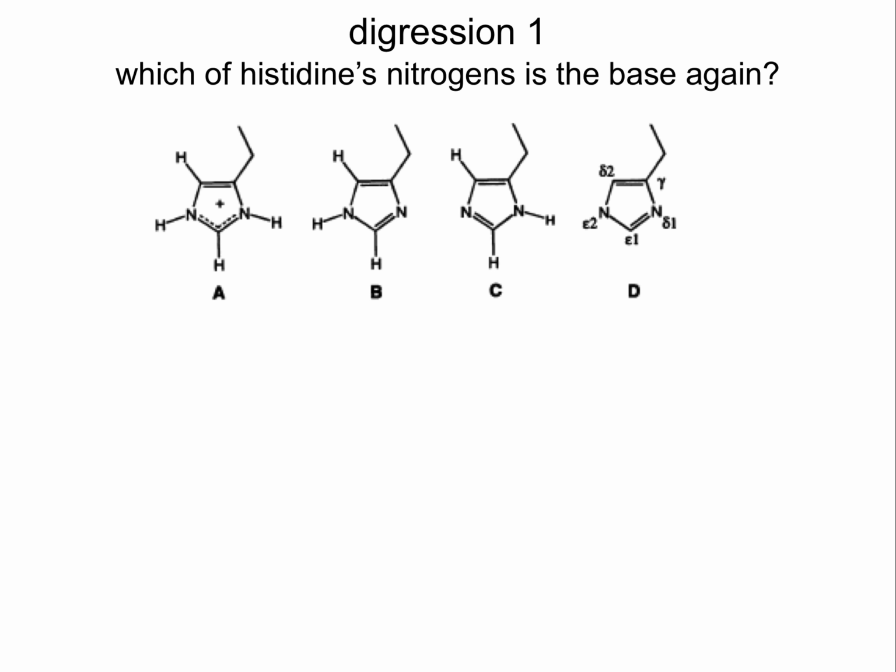Now, in A, we see the conjugate acid form of histidine in which both nitrogens are protonated. But when we're drawing the base form of histidine, we might not necessarily pay too much attention to which nitrogen we protonate, and that might be perfectly reasonable, but it's worthwhile pointing out that those two are different structures.